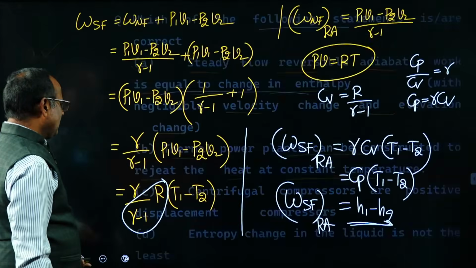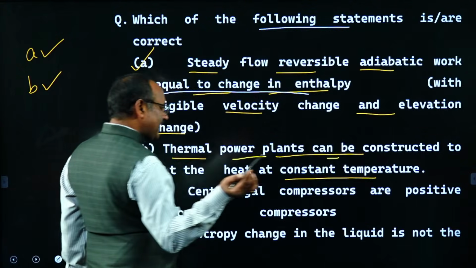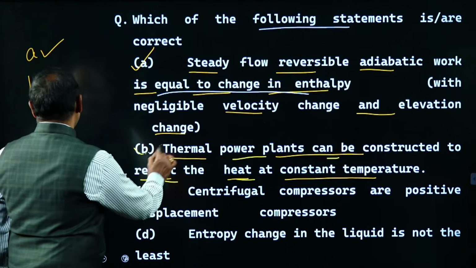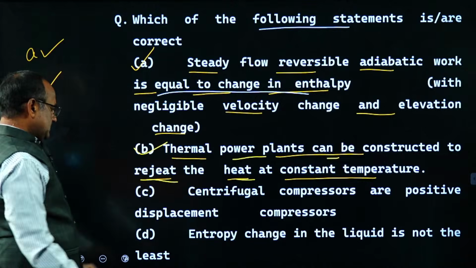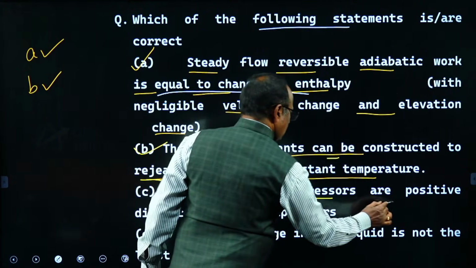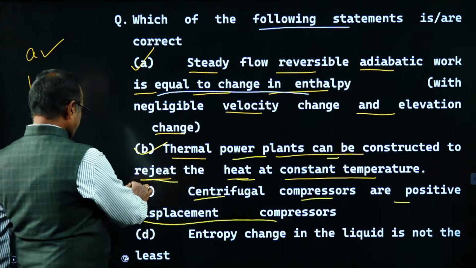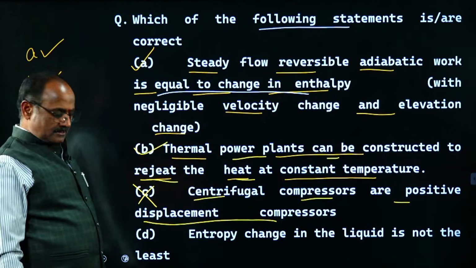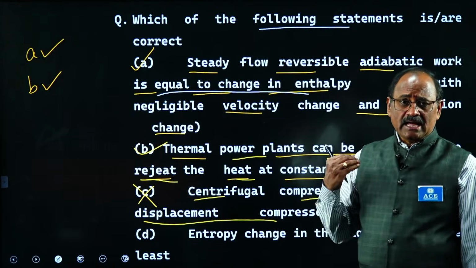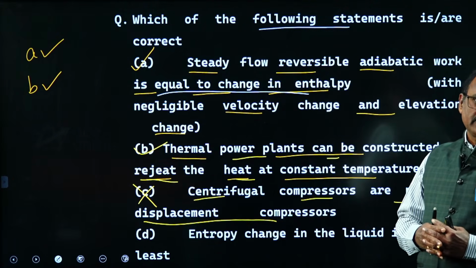That is what is given as option B. A thermal power plant can be constructed to reject the heat at constant temperature. Absolutely correct. B is also absolutely correct. Look at C. Centrifugal compressor, positive displacement compressors. No. Centrifugal compressors are dynamic compressors where the pressure is increasing by transfer of energy from high speed blade surface to gas particles.